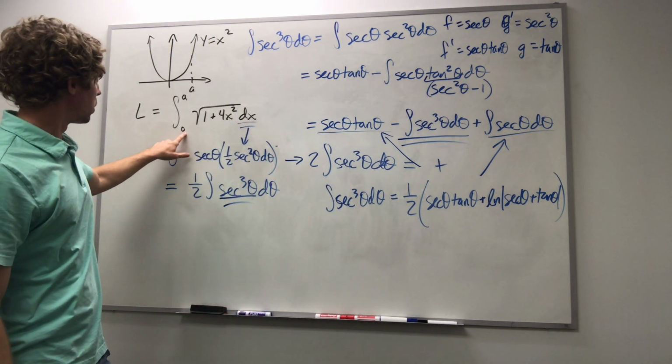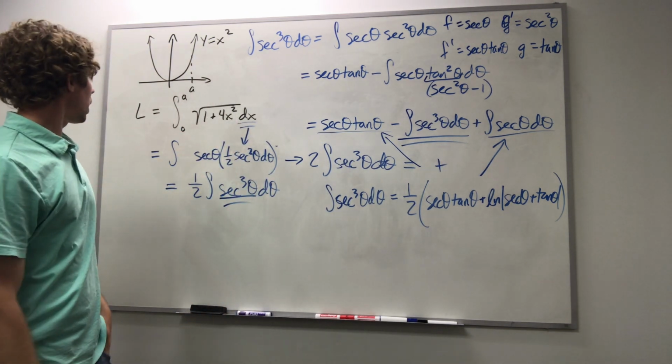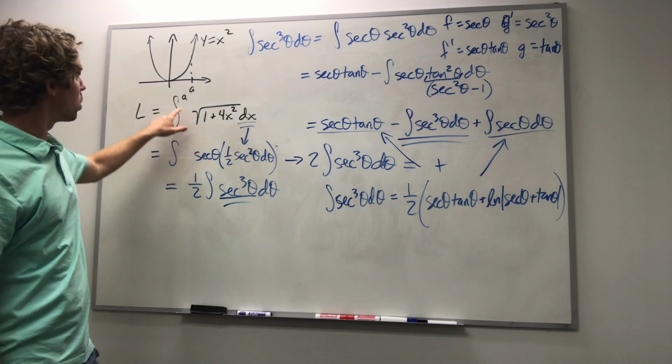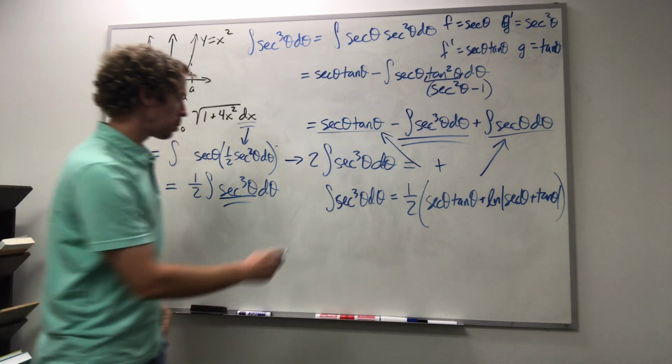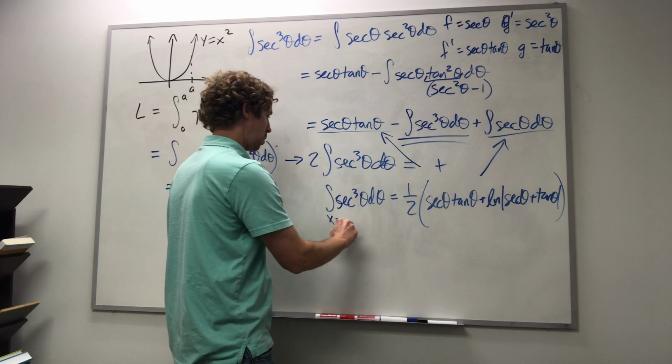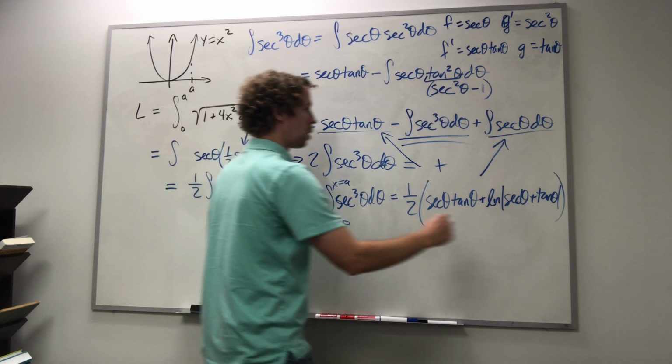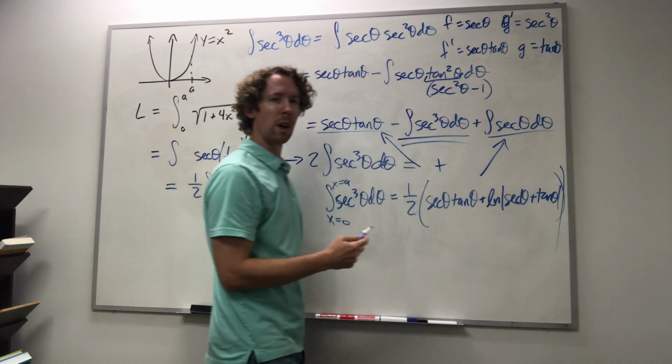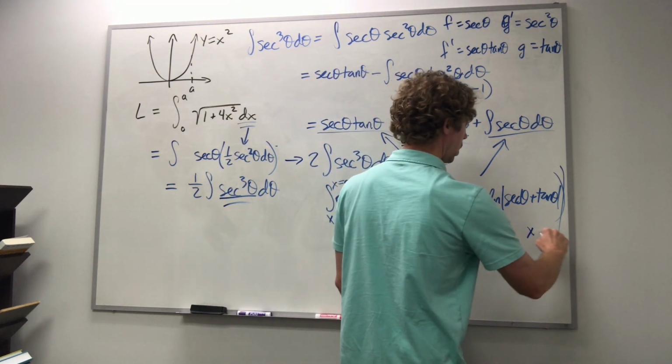I'm going to have bounds on this. My bounds go from x equals 0 to x equals a. I'm just going to keep them in terms of x for now. So over here, I'll be evaluating at x equals 0 and x equals a.